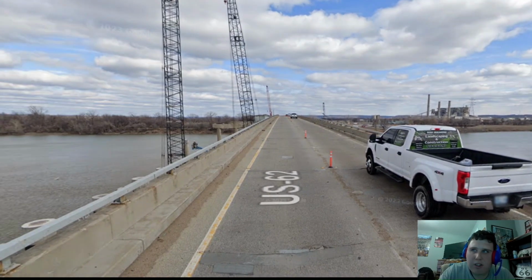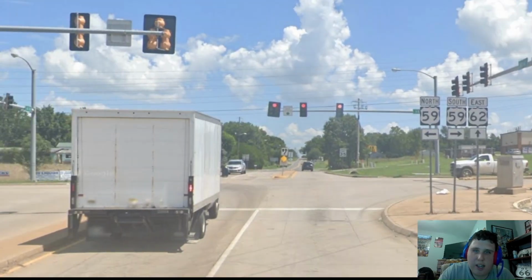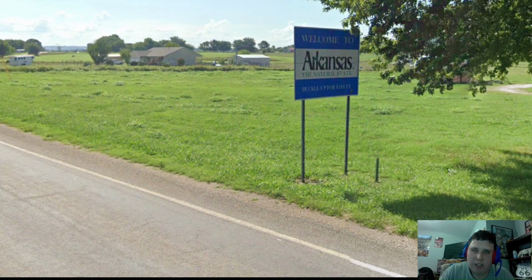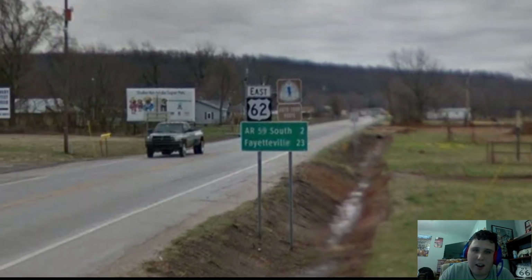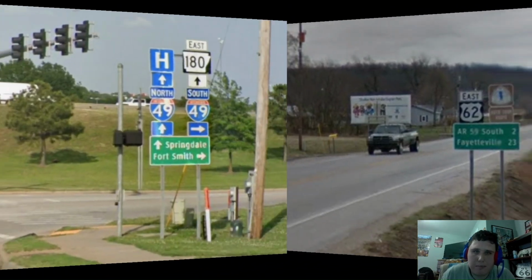And here we are crossing over a not so good looking bridge over a river. And here we are meeting US Highway 59, and 62 is going to continue east of here into the state of Arkansas. We are entering the state of Arkansas. Arkansas welcomes you. And right when we get into Arkansas, we have a mileage sign, and Fayetteville is listed on the bottom line at 23 miles away, which is absolutely correct.